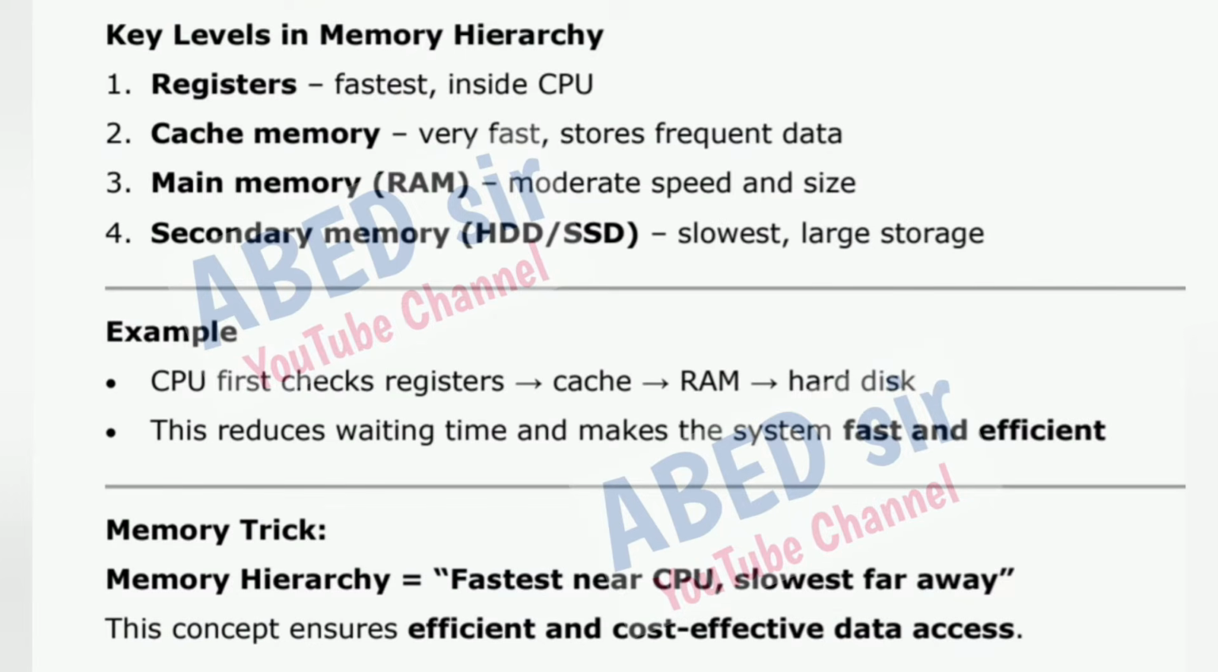Key levels in memory hierarchy. 1. Registers, fastest, inside CPU. 2. Cache memory, very fast, stores frequent data. 3. Main memory, RAM, moderate speed and size. 4. Secondary memory, HDD, SSD, slowest, large storage. Example: CPU first checks registers, cache, RAM, hard disk. This reduces waiting time and makes the system fast and efficient. Memory trick: memory hierarchy is equal to fastest near CPU, slowest far away.